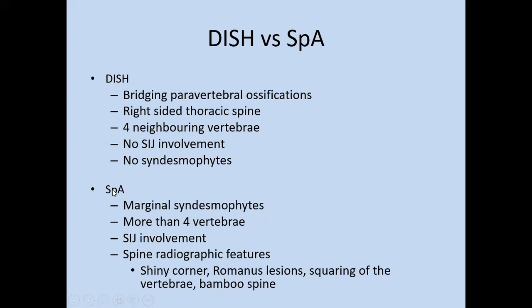However, with SPA, we will see the syndesmophytes. We will see more than 4 vertebrae. And we will see, characteristically, involvement of the sacroiliac joints. And we will see the radiographic features of the spine involvement, which are the shiny corners, Romanus lesions, squaring of the vertebrae, and all the other features. So this is how we differentiate DISH from SPA.